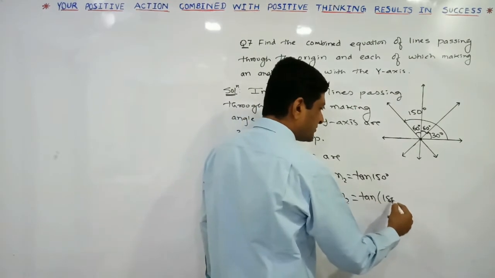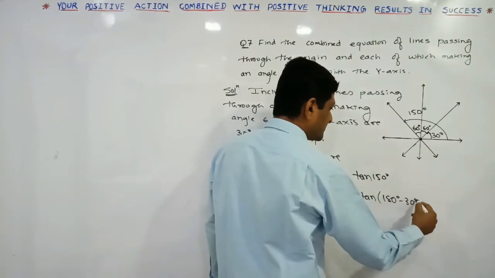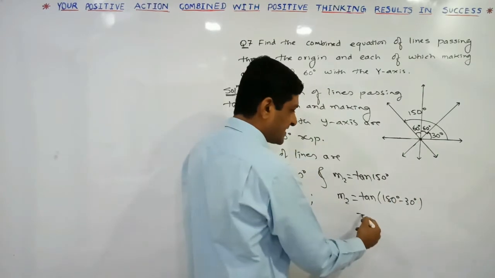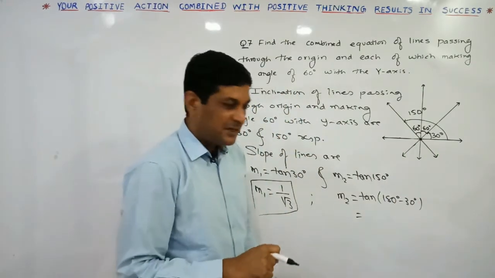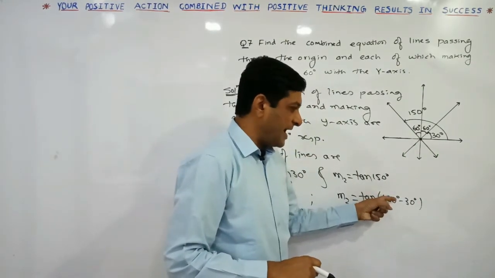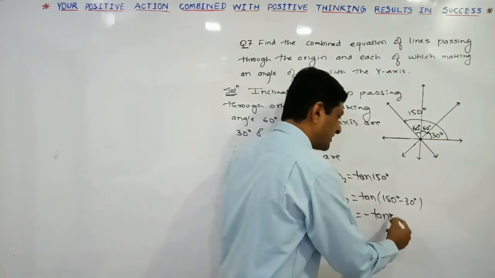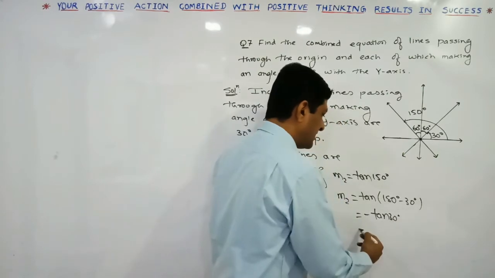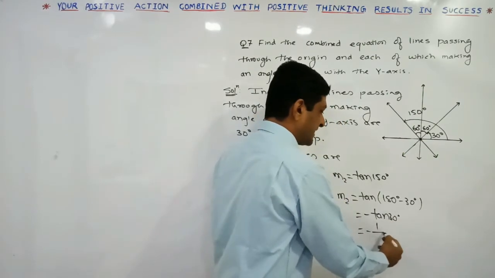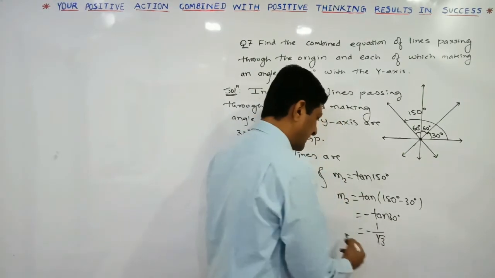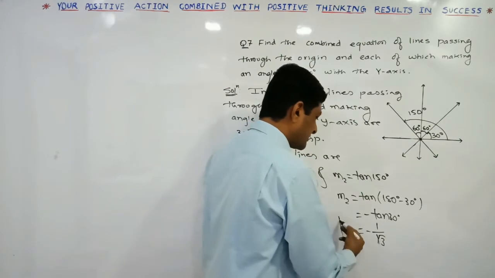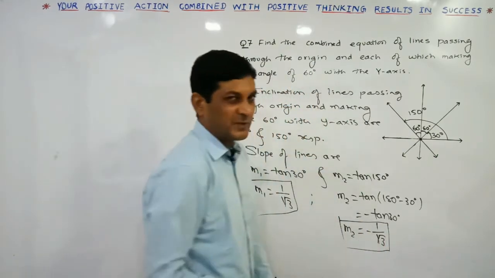Can I write it as 180 minus 30? Yes, 150 can be written as 180 minus 30. And we know that tan 180 means pi. Tan pi minus theta is equals to minus tan theta. Theta is how much here? 30 degree. Minus, keep it as it is. We know that tan 30 is equal to 1 by root 3. Means what is the value of slope of second line? Is minus 1 by root 3.